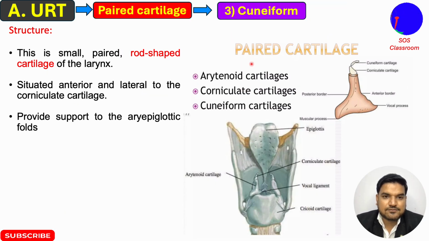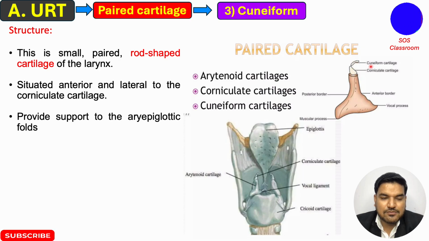Okay, third is the cuneiform cartilage. The cuneiform cartilage is rod-shaped. So we discussed the arytenoid cartilage, which is pyramid-shaped. The corniculate cartilage is horn-shaped. And the cuneiform cartilage is rod-shaped.